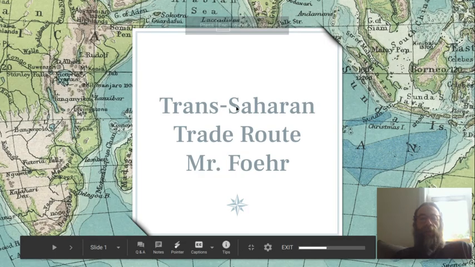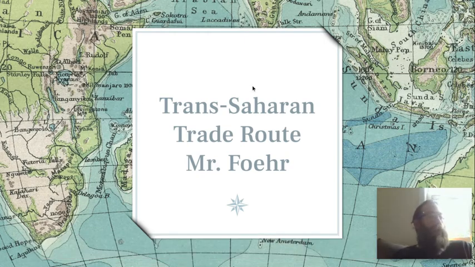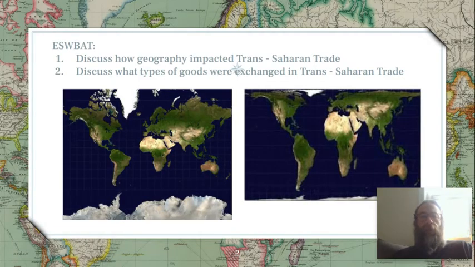Morning. We're going to get started with our topic for this week. We're going to be looking at the Trans-Saharan trade route in Africa. So, what we have is two Eagle scholars. The first one is to be able to discuss how geography impacted the Trans-Saharan trade, and the second one is to discuss what types of goods were exchanged in the Trans-Saharan trade.